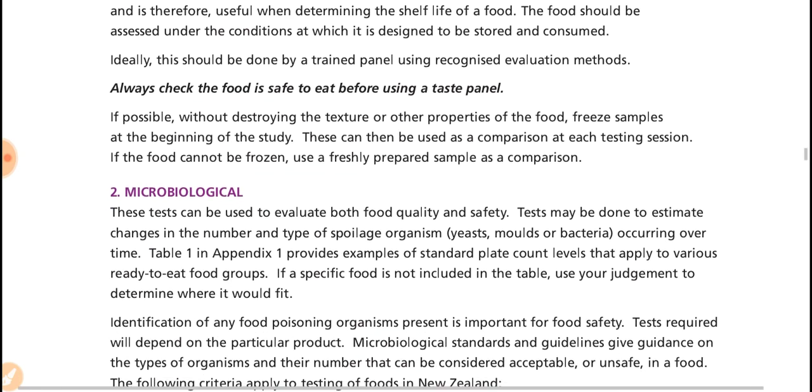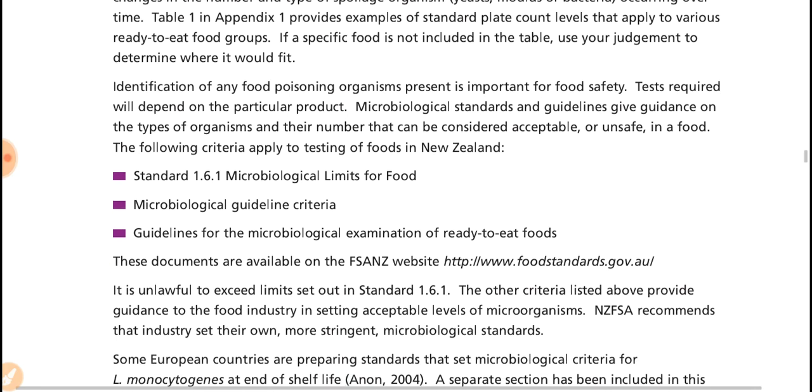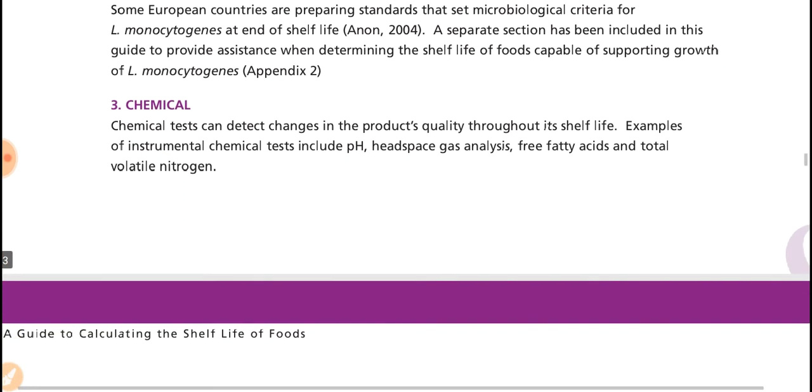Then microbiological tests also you can do, like standard plate count, all these tests you can follow, like microbiological limits for food, microbiological guideline criteria. So different conditions you can follow. Then chemical tests can detect changes in the product's quality throughout its shelf life. Examples of instrumental chemical tests include pH, headspace gas analysis, free fatty acids and total volatile nitrogen.